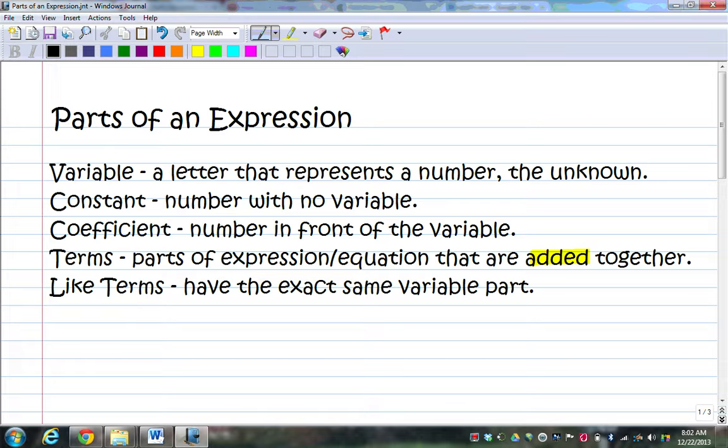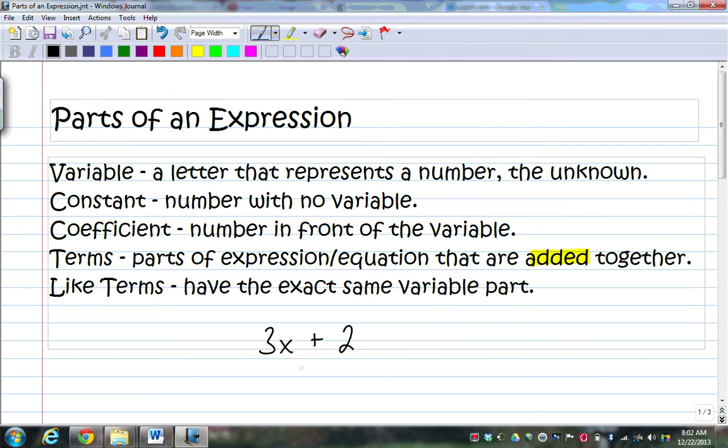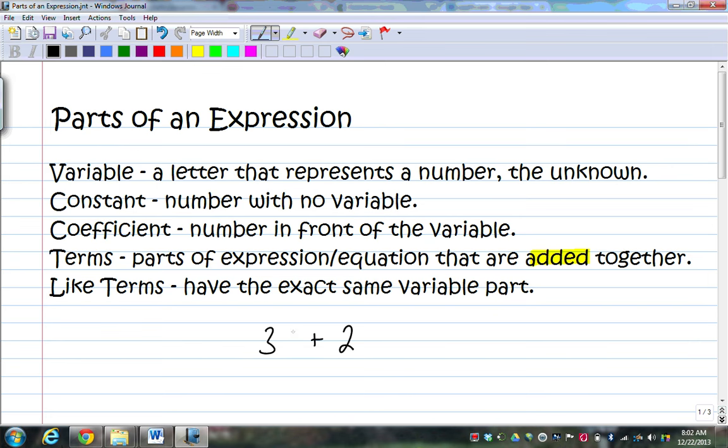And then like terms have the exact same variable part. Now you got to be careful here because if I have this and then I have this, these are like terms because they both have an x. If I did this, they are not like terms because one is x squared and the other one is just x. Now, like terms can also have absolutely no variable. So for example, those are like terms because their variable part is non-existent. They both don't have one, so they're alike.